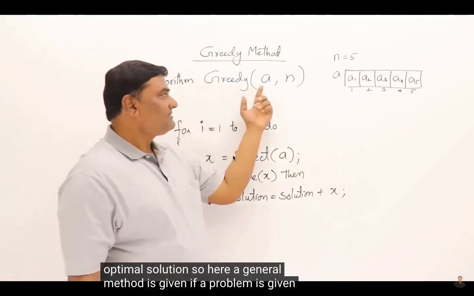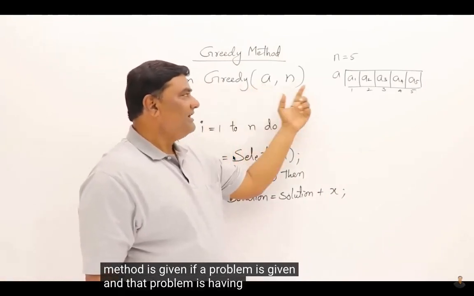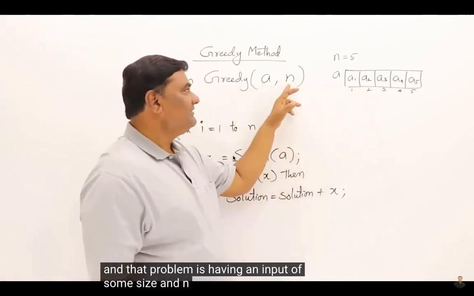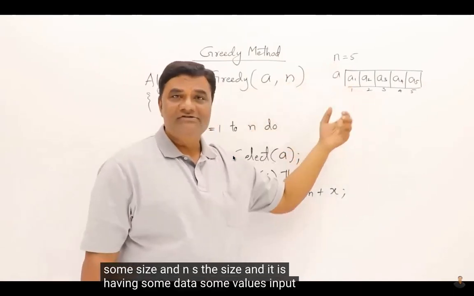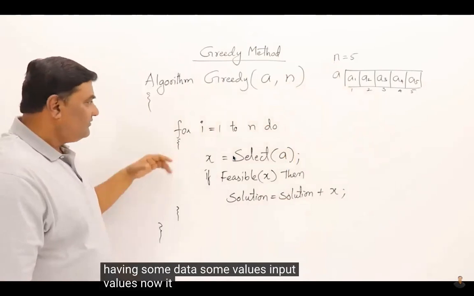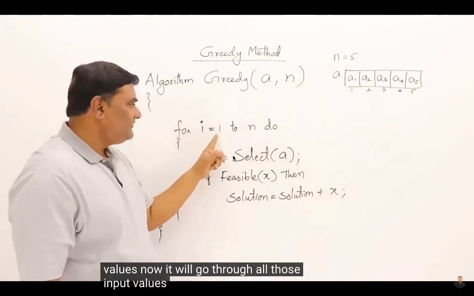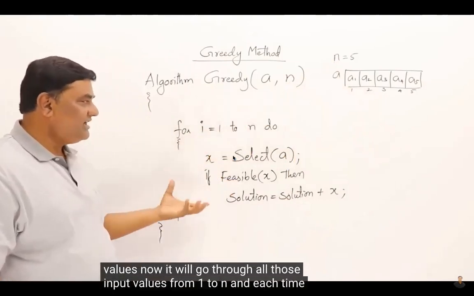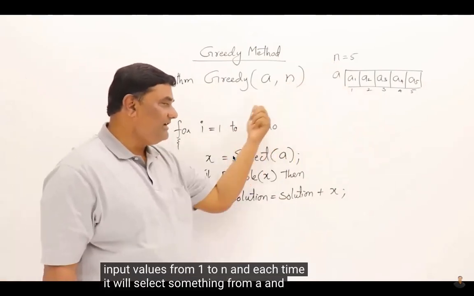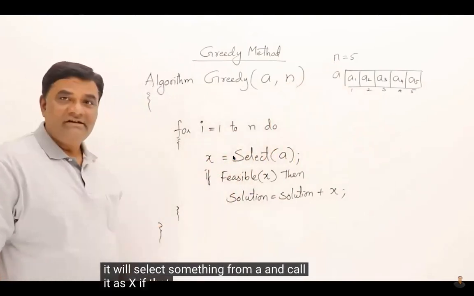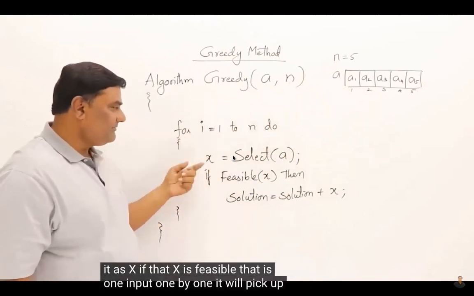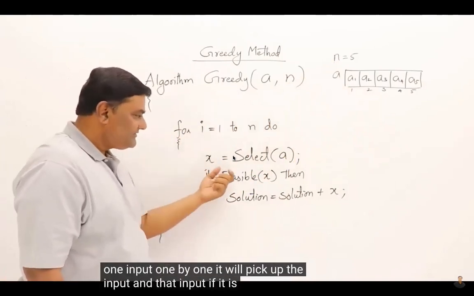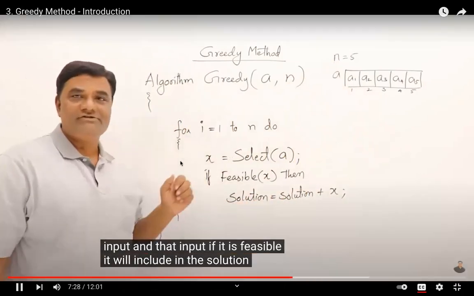If a problem is given and that problem has an input of some size, and n is the size, and it has some data, some input values. Now it will go through all those input values from 1 to n, and each time it will select something from A and call it X. If that X is feasible, that is one input. One by one, it will pick up the input. And that input, if it is feasible, it will include in the solution.